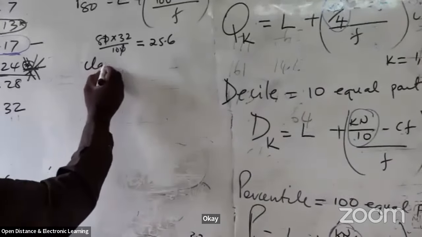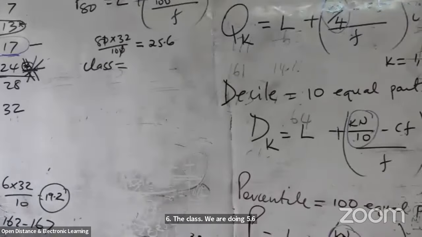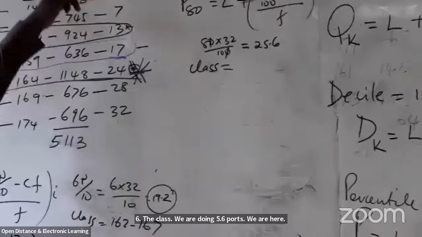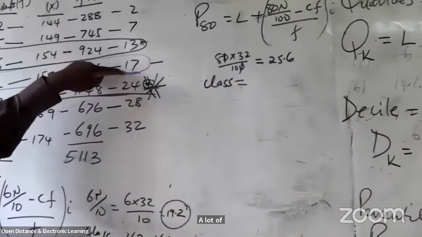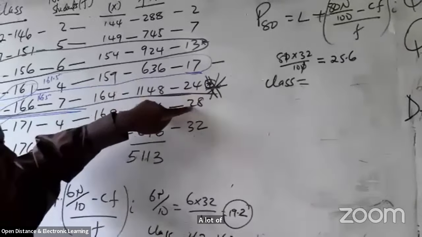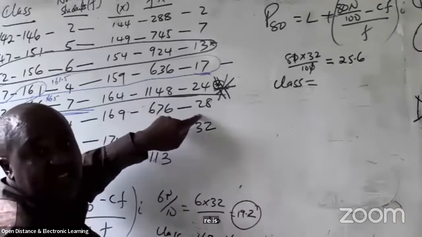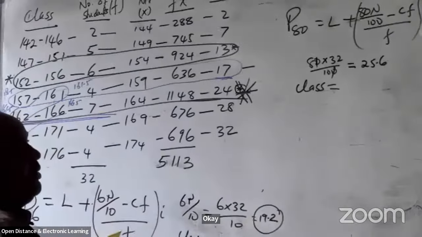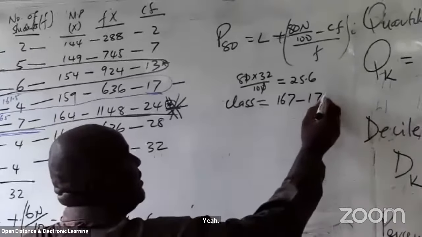The class where 25.6 falls is here. We look through and identify where there's 25.6. Up to here is 17, up to here is 24, up to here is 28. So 25.6 has to fall among these 28, which corresponds to 167 to 171. So the class is 167 to 171.